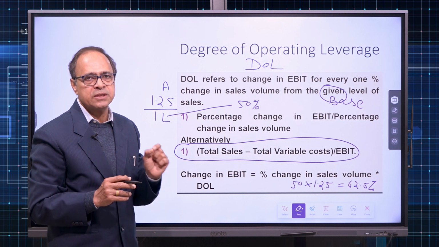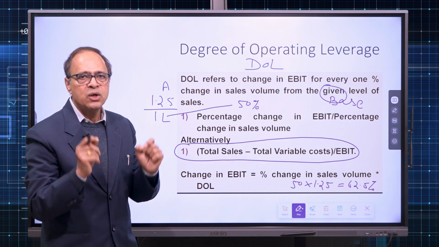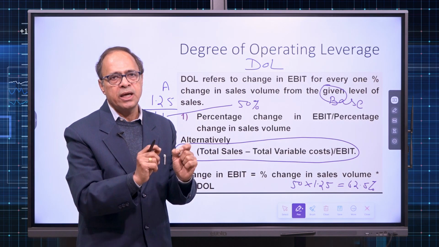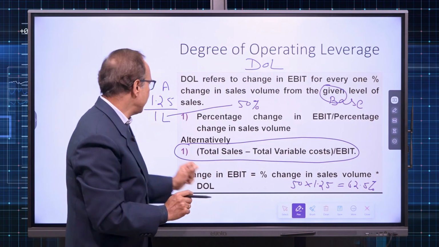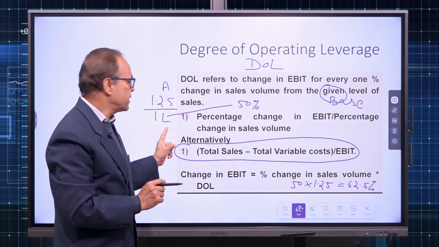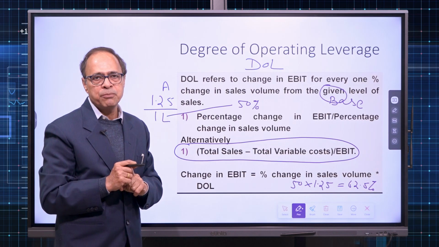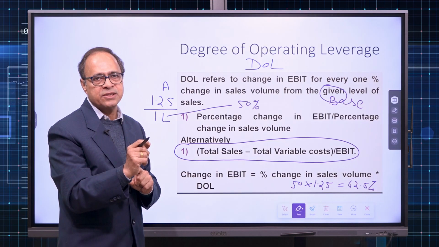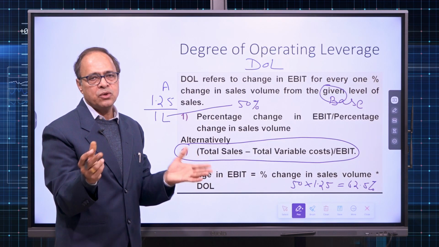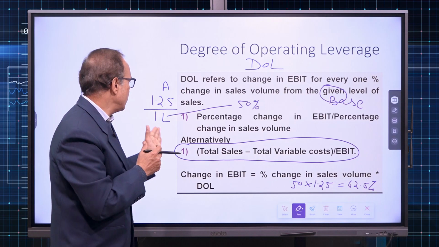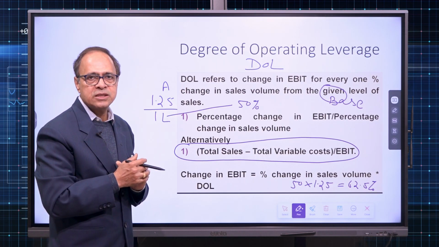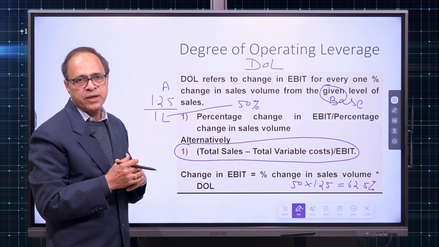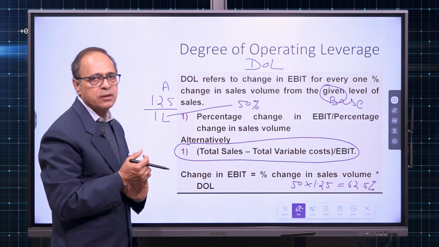Both will give the same answer. But to remind you, for every level of sales, there is a unique DOL, degree of operating leverage. If at 1 lakh level of guest intake you calculate DOL 1.25, and if you calculate DOL for 2 lakh guests, DOL will be different. So this 1.25 DOL is relevant for 1 lakh guest footfall. For 2 lakh it will be different, for 50,000 it will be different. So that is the way we calculate degree of operating leverage.